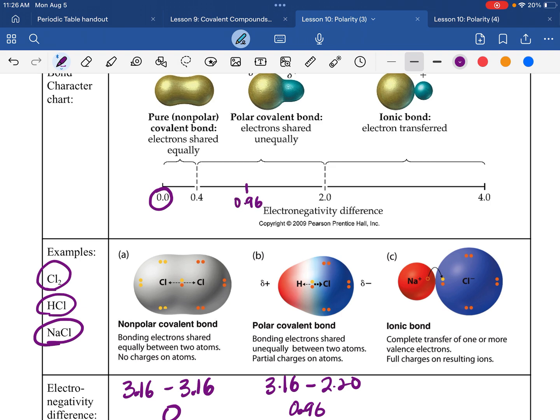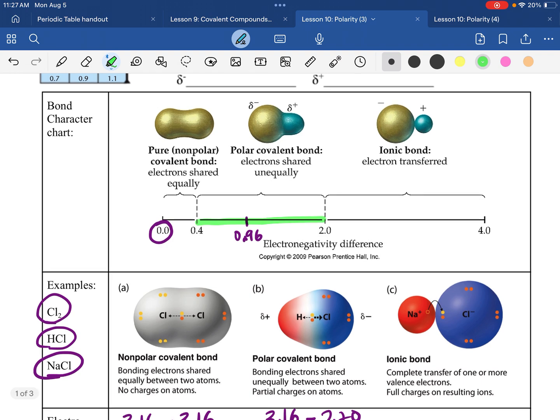Let's see where that falls on our electronegativity number line up here. So 0.96 would be about here, and that lands us in the polar covalent range. If you get a difference value in the range of 0.4 to 2.0, that's what's called a polar covalent bond. Interesting. We haven't heard of that yet. So this becomes a polar covalent bond.